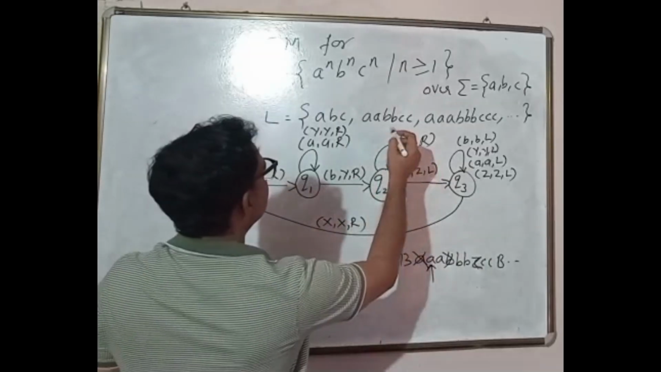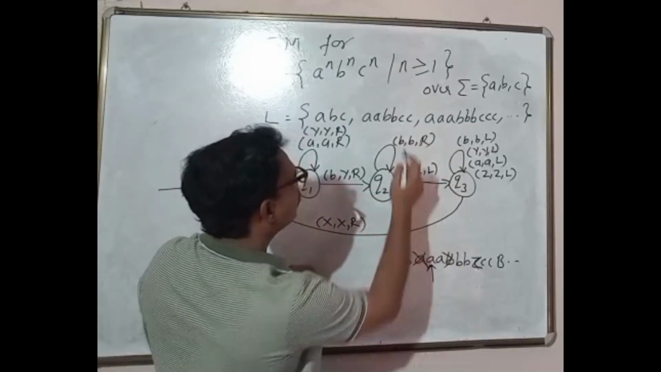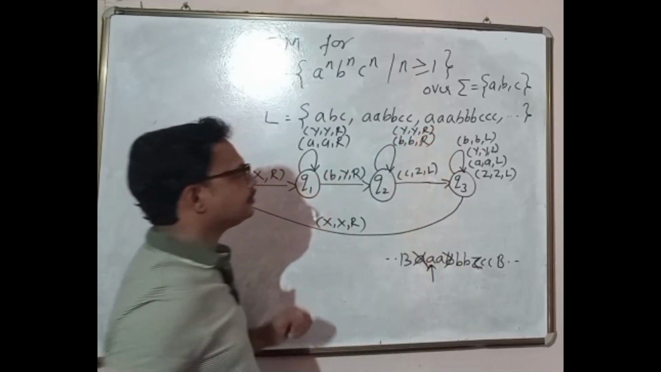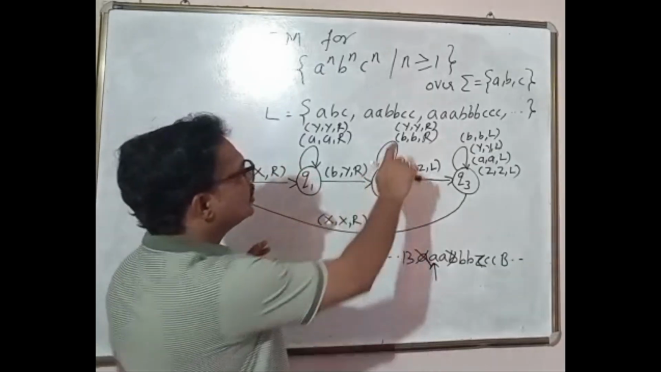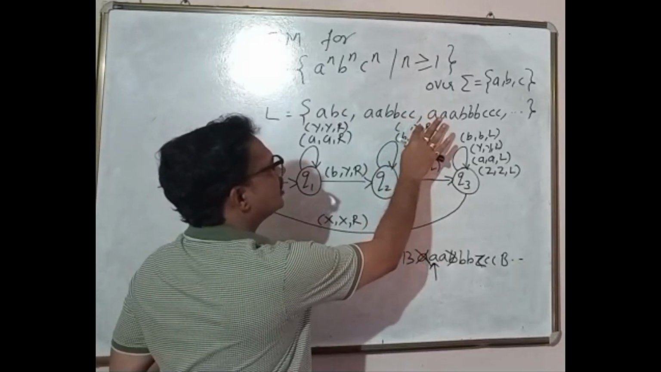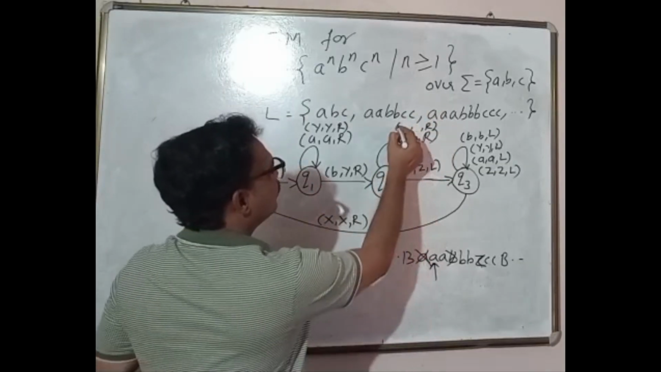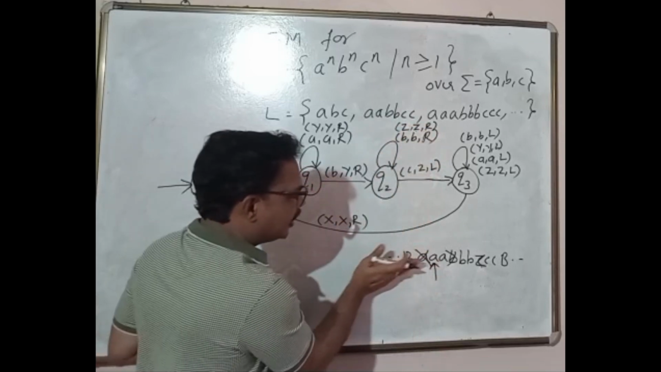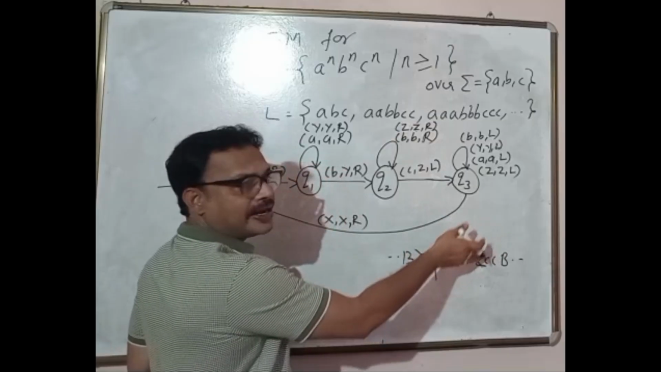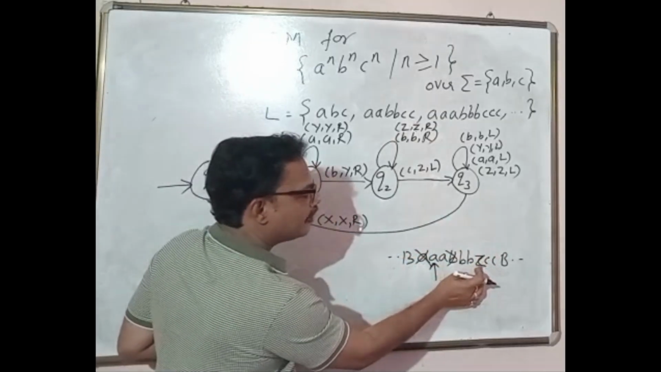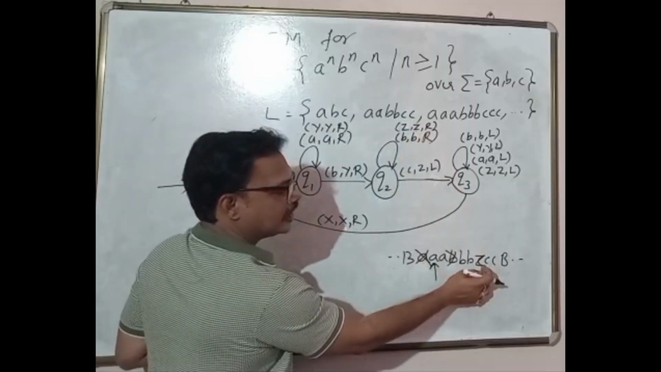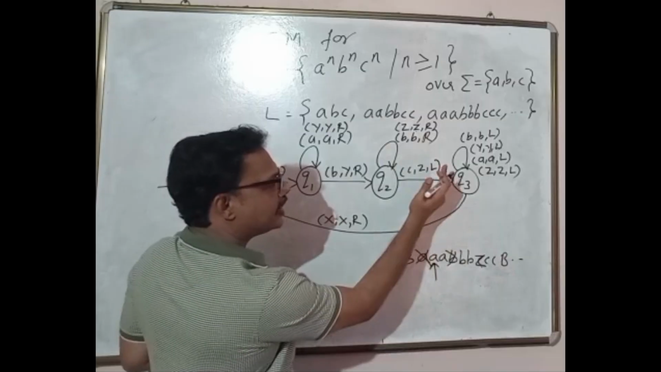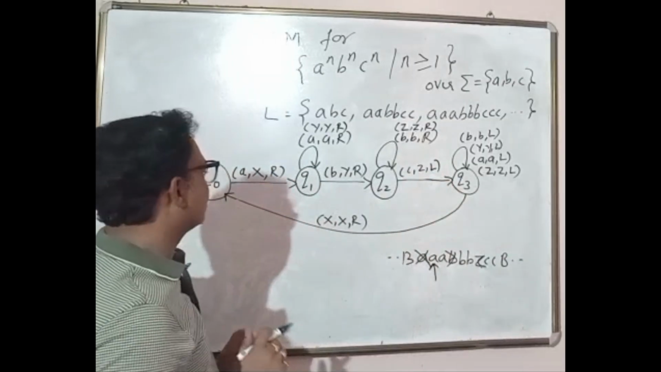Now, this is not Y, Y, R. This has to be Z, Z, R. I'm sorry for that. That is, when it moves towards finding an occurrence of C, it may come across Z's. So that will be ignored. Whenever it reads C, it replaces that C by Z and moves towards the left direction. So that is the correction.